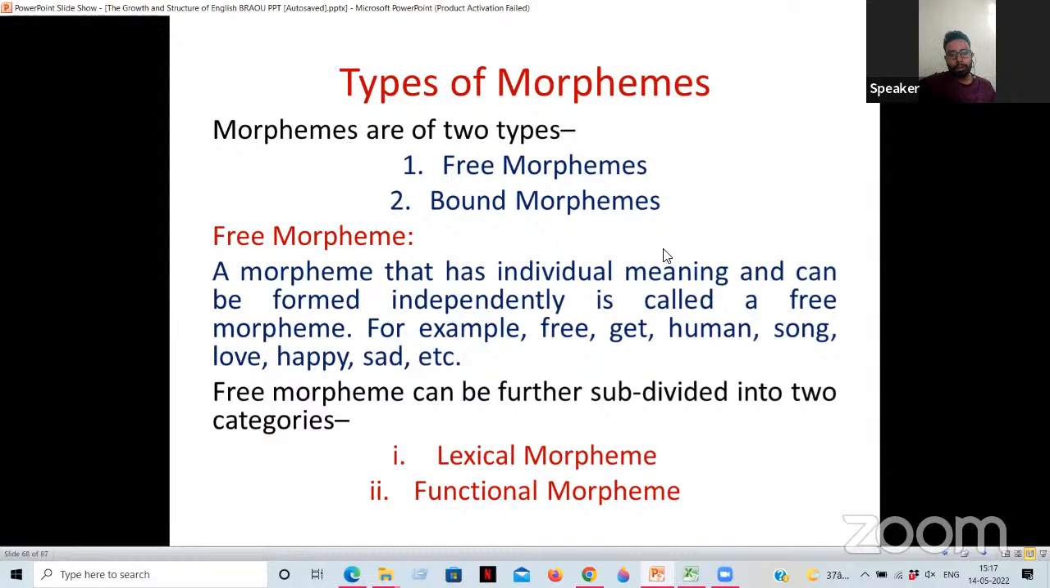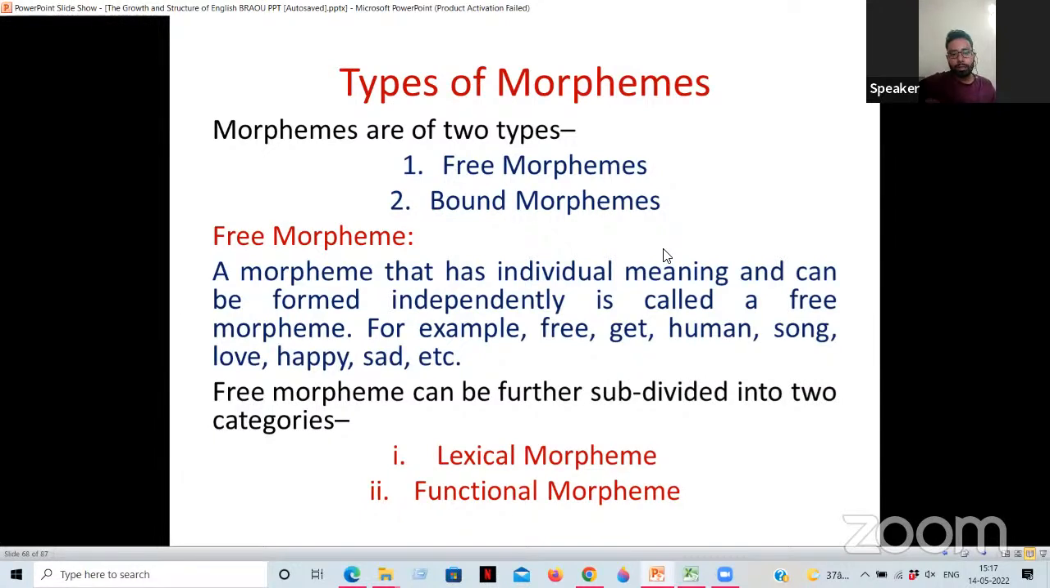Okay. Now what is free morpheme? Let's talk about this one. A morpheme that has individual meaning and can be formed independently is called a free morpheme. Now the definition is very easy, isn't that? When a morpheme can stand alone and it could have its own meaning without dependence on the bound morphemes. Or you can say that it is self-dependent. It doesn't depend on anything else to get its meaning.